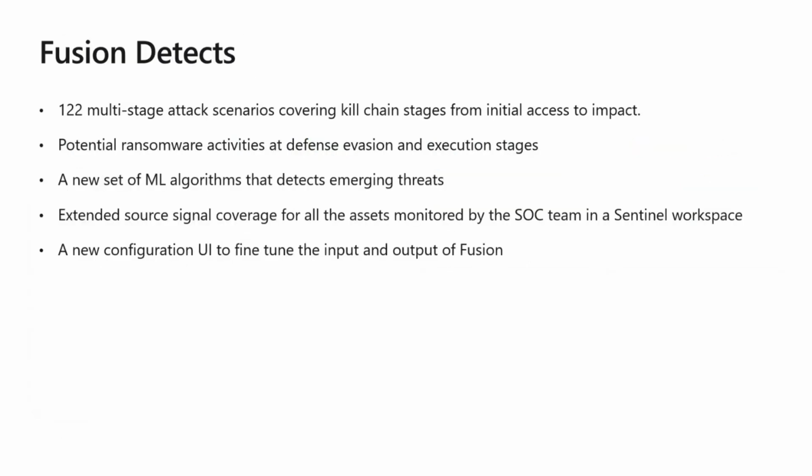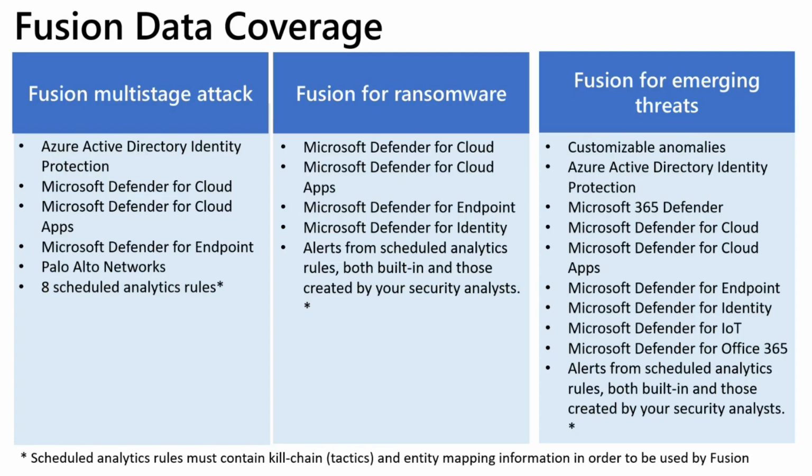And there's probably more by now, but they're listed in the description of it. It's 122 multi-stage attack scenarios, and among those it has the ability to detect potential ransomware. We also have a new set of machine learning algorithms that are going to detect emerging or unknown threats as well. And the other thing that we wanted to point out is that the configuration is actually done through an analytic rule. I'll just show you during the demo. It makes more sense than talking about it.